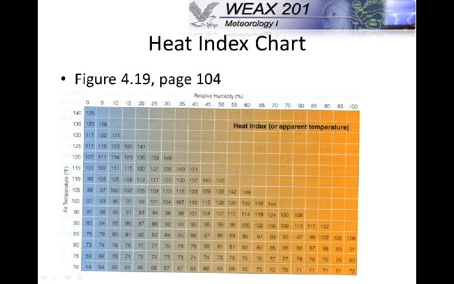In order to determine the heat index for any point, we're going to use a heat index chart. For this problem, we're going to look at figure 4.19 on page 104. The chart is laid out very simply. Across the top, you have the relative humidity axis. Across the left side, you have the air temperature axis in degrees Fahrenheit. If your problem had given you your air temperature in degrees Celsius, you would have had to convert it first before applying it to this chart.